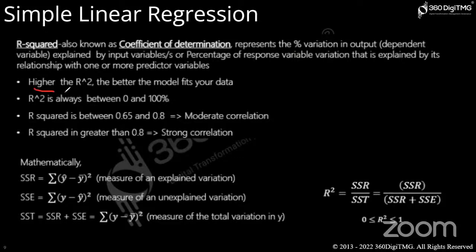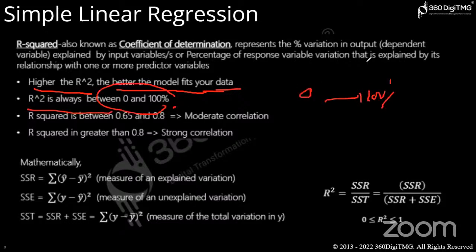So the higher the R square value, the better the model fits your data. Whenever you are having the highest R square value, you can say, yeah, the model that you have built is the best model. R square is always between 0 and 100. The higher the R square value, you'll be having the best fit.